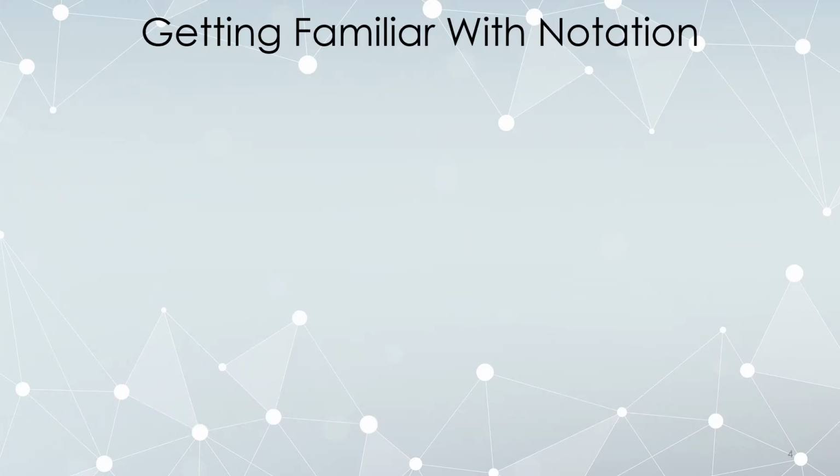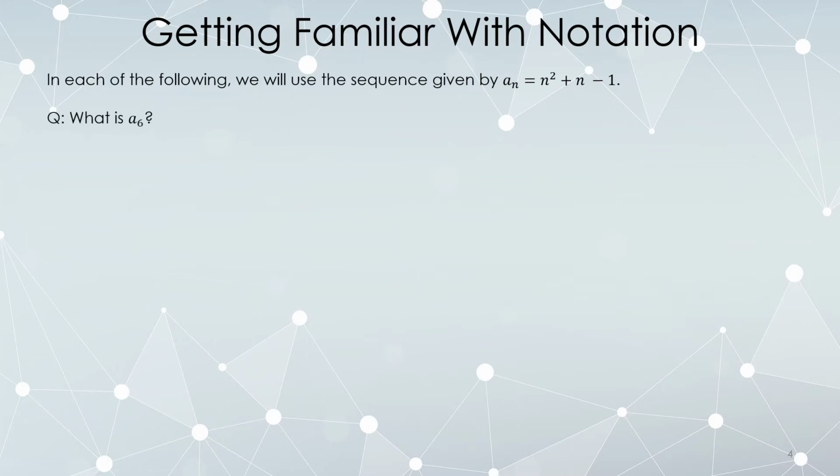So let's get more familiar with notation. In each of the following, we're going to have a sequence where a sub n is given by n squared plus n minus 1. So what's a sub 6? Well, all you have to do is plug in n equals 6 to get 6 squared plus 6 minus 1, for a final result of 41. So a sub 6 is 41.